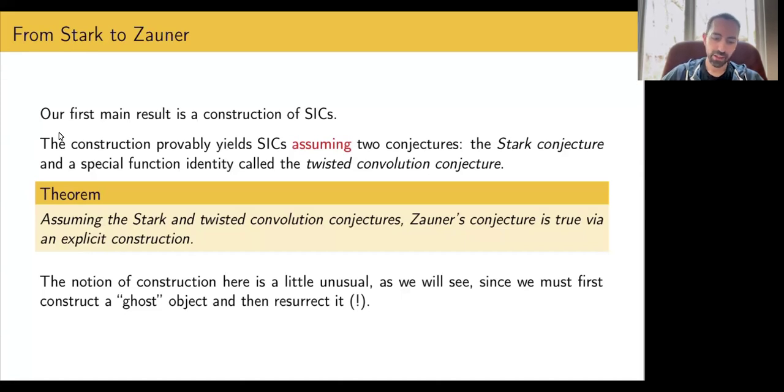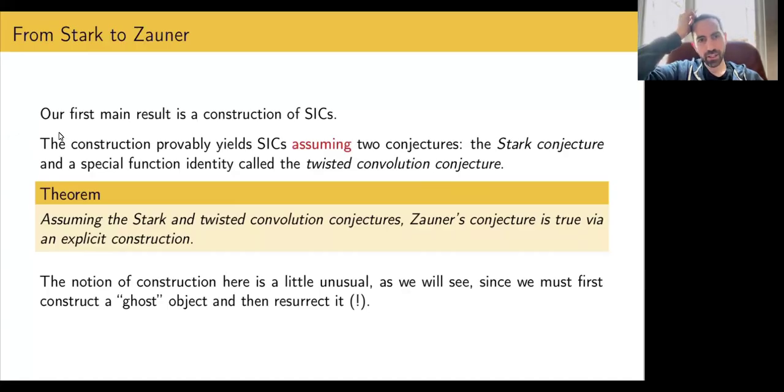So basically, our main result is a construction of SICs, but conditional on two conjectures, one of which is a specific Stark conjecture. And the other one, which I'll talk a little bit more about, is what we call the twisted convolution conjecture. So the statement is, if this specific Stark conjecture is true, and this twisted convolution conjecture is true, then Zauner's conjecture is true, and moreover, via an explicit construction. So this is a constructive proof, a conditional constructive proof of Zauner's conjecture.